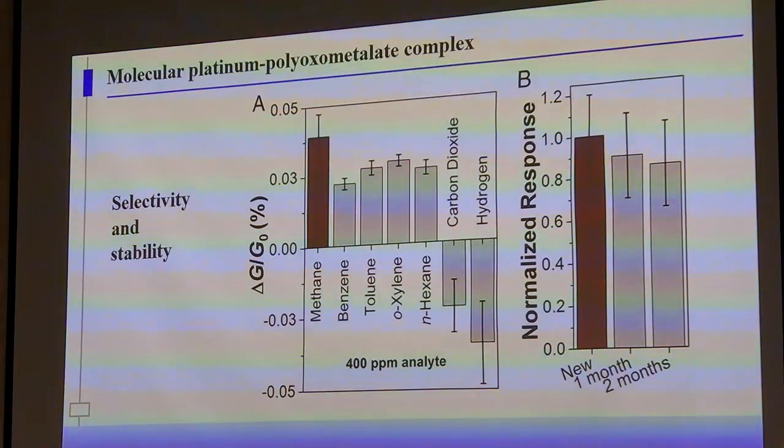Now about the selectivity and stability. Here you can see the sensor is pretty stable. That's new one. After 1 month, after the second month, though performance is a little bit decreased, it is still at a reasonable value here. But in terms of selectivity, this is about methane, it has a completely opposite result for carbon monoxide and hydrogen.